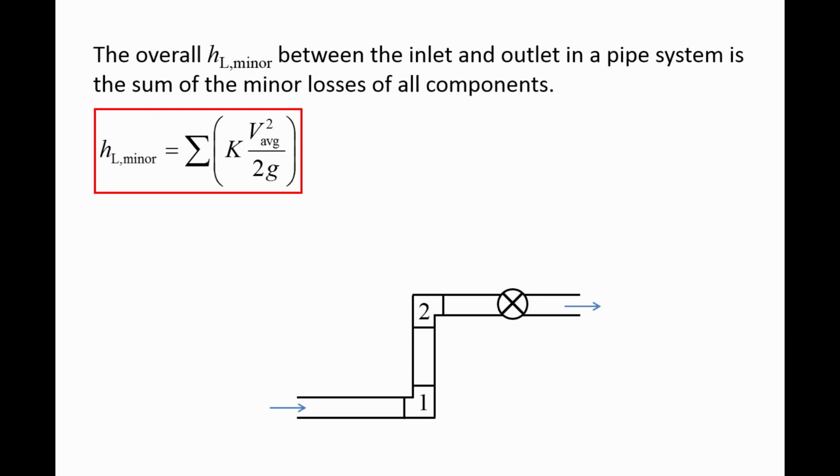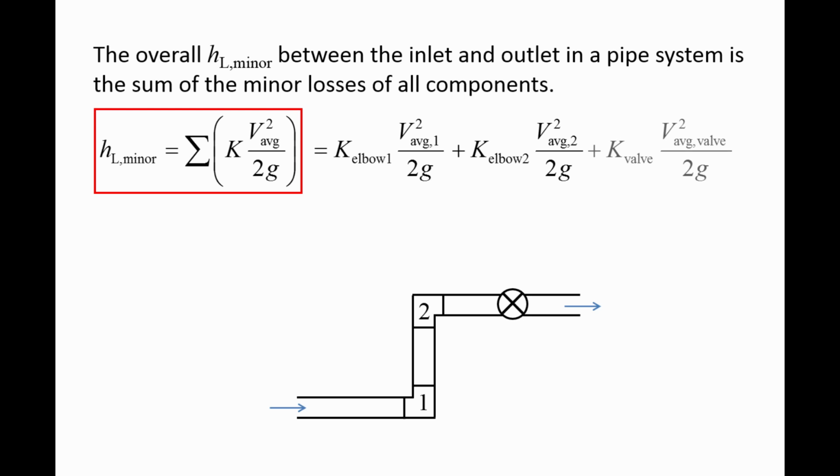When calculating the total minor losses for a pipe system, you need to add the contributions from all of the individual components. For example, let's suppose you want to calculate the minor losses for a pipe system that contains two 90-degree elbows and a valve. You would add the K value of elbow 1 times the average flow speed through elbow 1 squared divided by 2g, plus the K value of elbow 2 times the average flow speed through elbow 2 squared divided by 2g, plus the K value of the valve times the average flow speed through the valve squared divided by 2g.